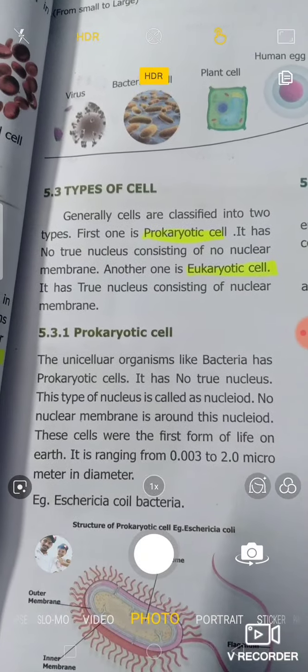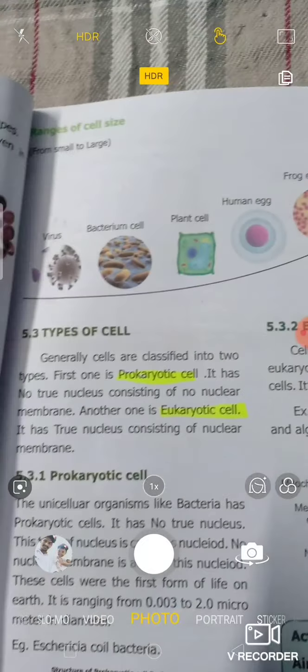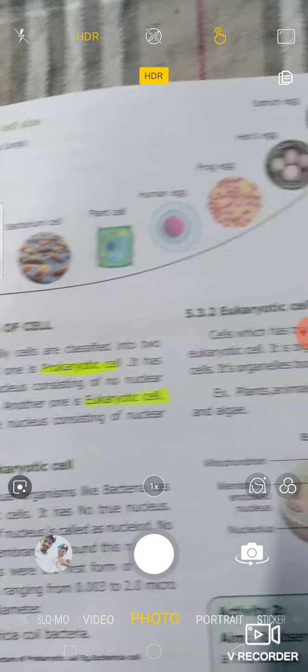Next, types of cell. Before that, in the picture, the range of cell size has been given in your textbook. Just go through it. It will be very interesting.